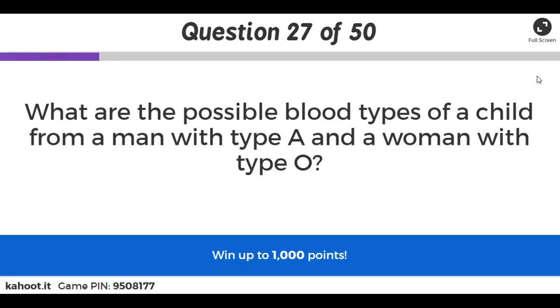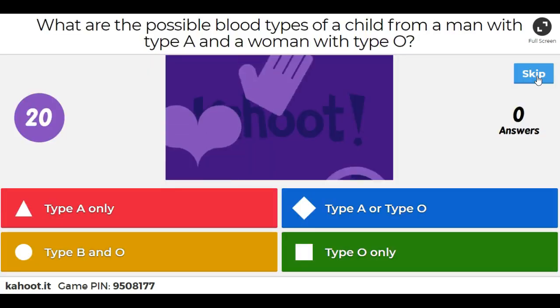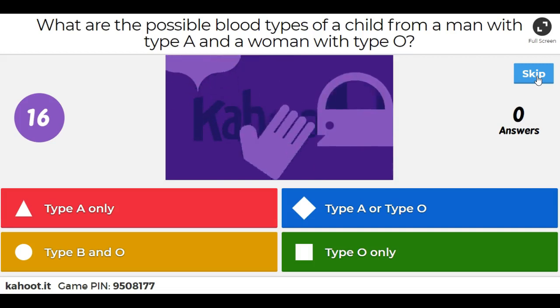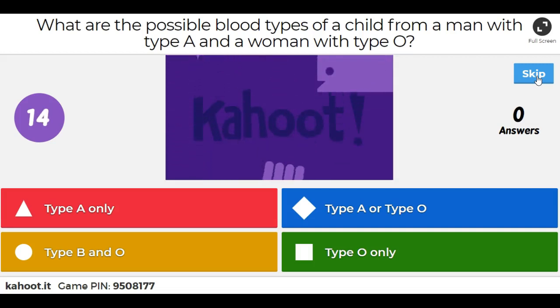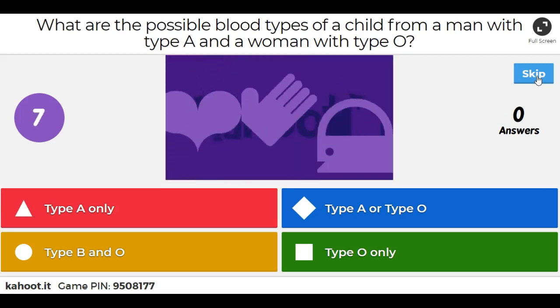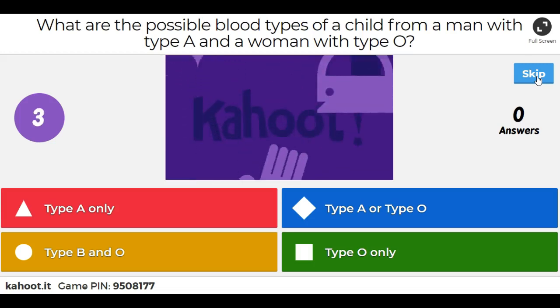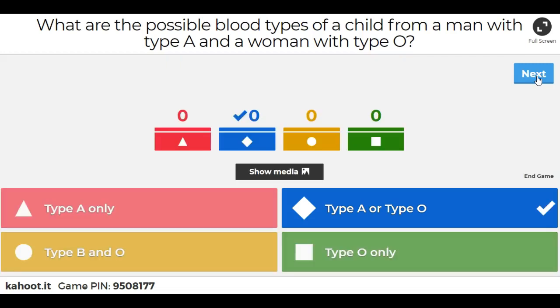What are the possible blood types of a child from a man with type A blood and a woman with type O? Now remember, I'm not giving you their genotype, I am only giving you their phenotype. So what are any of the possible blood types of the children? So the answer is their children could have type A or type O.